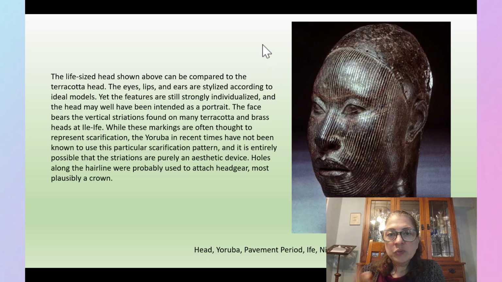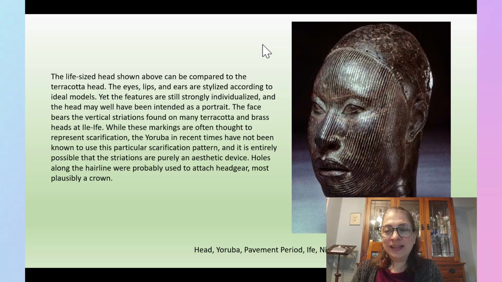So now what I'm showing you is one of the bronze figures. This is zinc brass, actually, but they're called the bronze figures. It dates to between the 12th and the 15th century, and this is from the pavement period. So probably the first thing that you notice on this figure is it is super realistic.